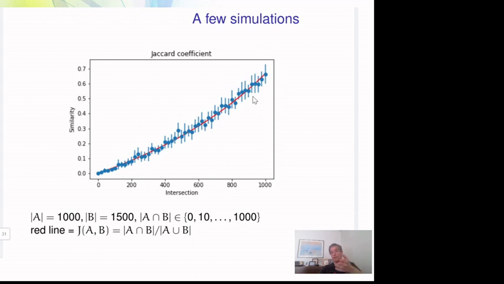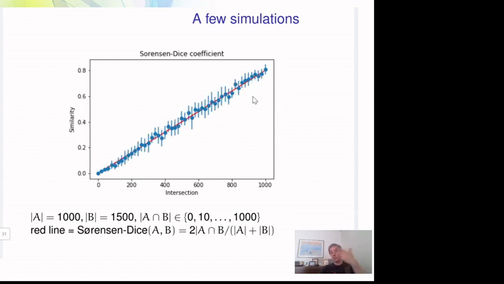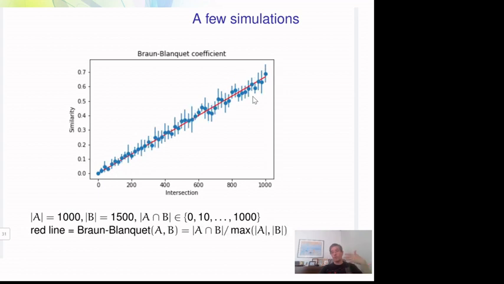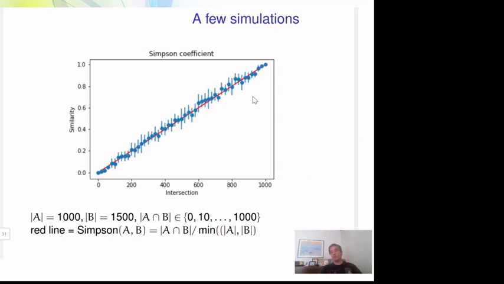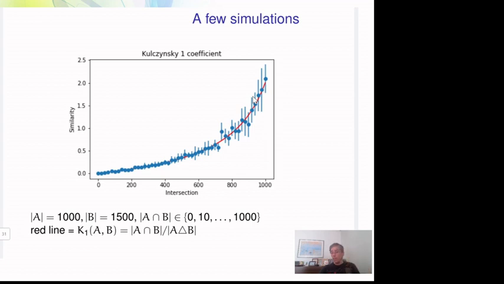And you see that happens for Jaccard, but also for the Sorensen-Dice coefficient, for the Braun-Blanquet, for the Simpson coefficient, Kulczynski 1. It turns out that for this measure we don't have the proof that it is an unbiased estimator. However, the experiment suggests that it could be the case. Here the spread is much larger because of this denominator that goes to 0 when the two sets are very similar.